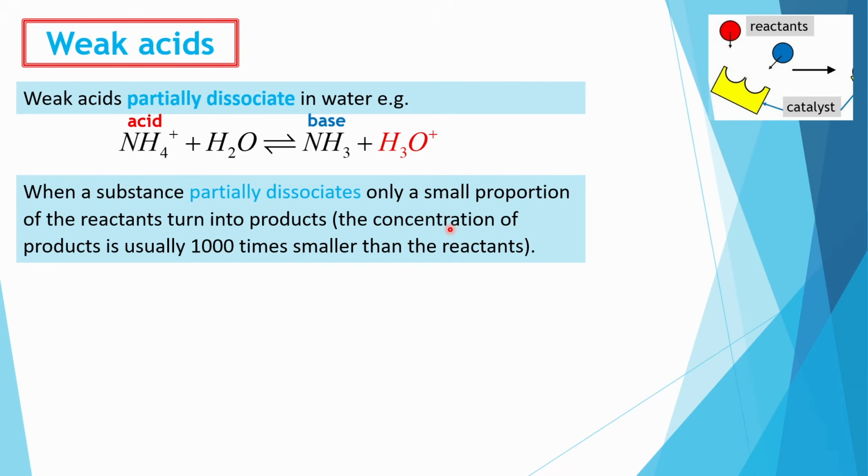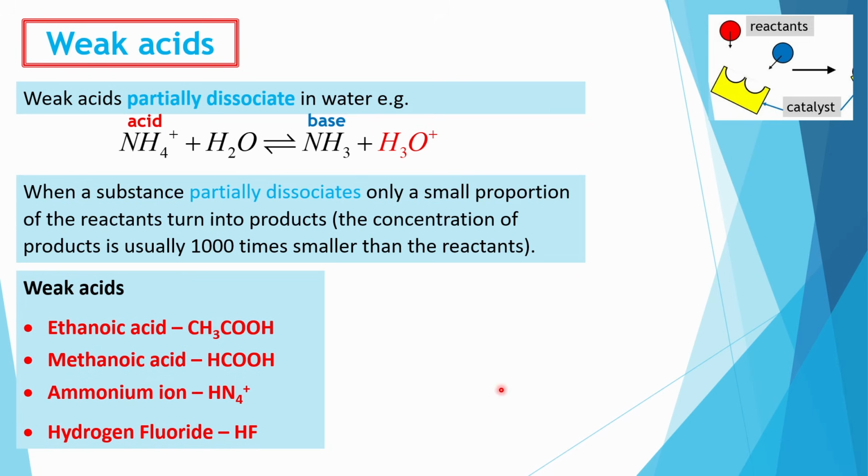When the substance partially dissociates, it doesn't mean that at one instance it partially does. It means if we had lots of them happening, there's only a small fraction of the products compared to the reactants. So the equilibrium is set up, but there's a lot more reactants than there are products. There's some, and there's definitely a dynamic equilibrium, but the concentration of the products is usually 1,000 times smaller than the concentration of the reactants, right? So there's not many products.